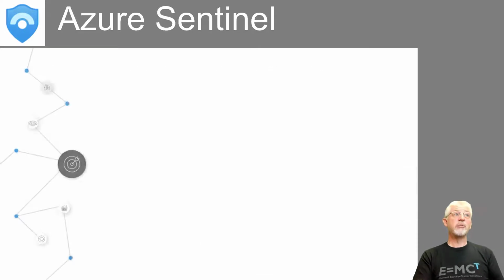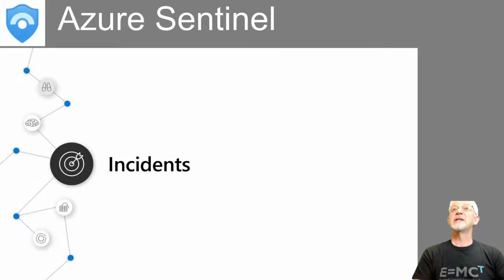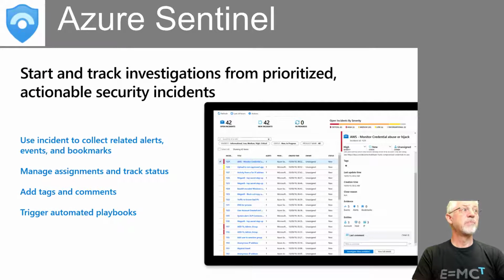Having done all this hunting, we're going to end up with some incidents, and incidents contain data. You can use these incidents to collect all the alerts, events, and bookmarks and start investigating an incident. You can assign the incident to somebody, you can manage and track the status, you can tag them, you can comment on them, and you can pass them out to service management solutions as well. Also from the incident, you can generate and trigger automated playbooks.